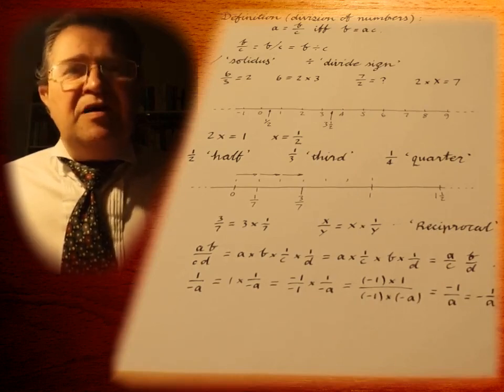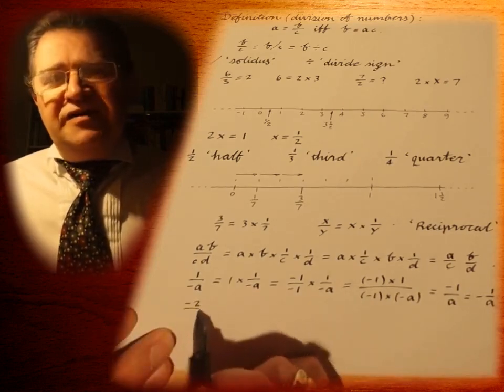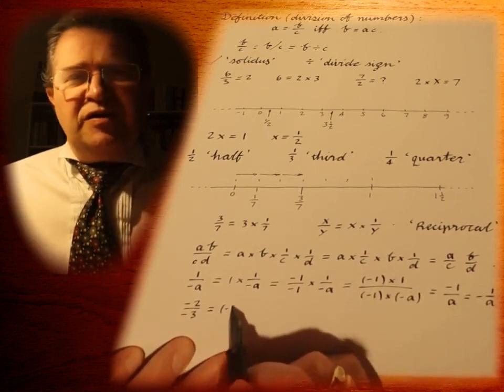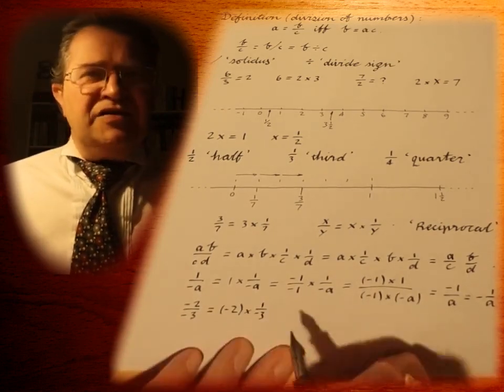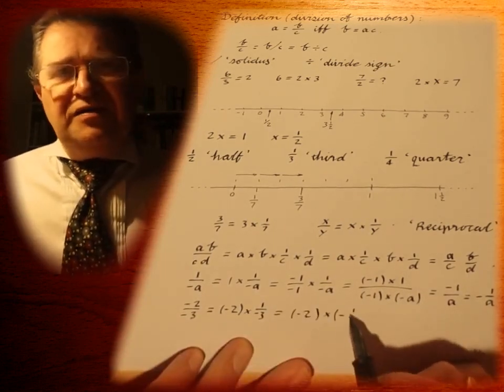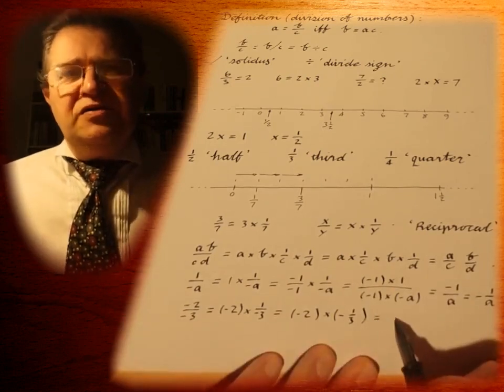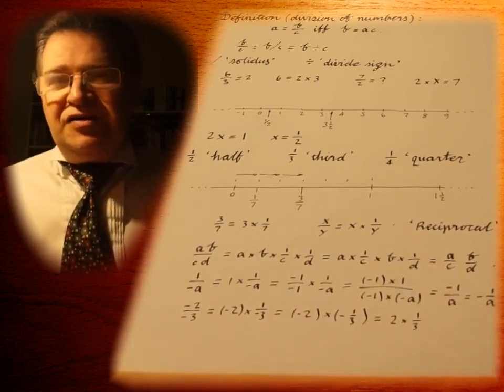For example, minus 2 divided by minus 3 is minus 2 times 1 over minus 3. Minus 2 times minus 1/3 is plus 2 times plus 1/3 is 2/3.